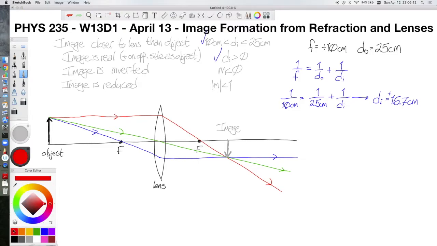Then we can calculate our magnification. If we had object and image heights, we could use them, but in lieu of those, we'll have to do negative di over do, which gives us negative of positive 16.7 centimeters divided by our object distance of 25 centimeters. So we get a magnification of negative 2/3, which is both negative and has a magnitude of less than 1.